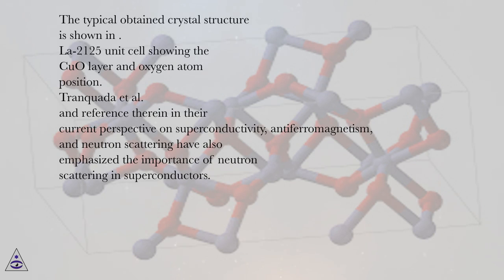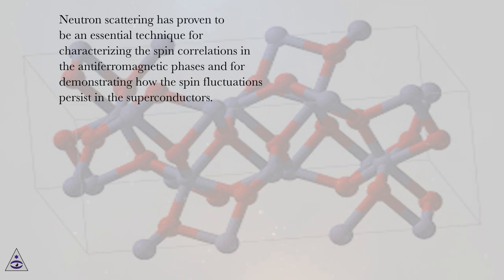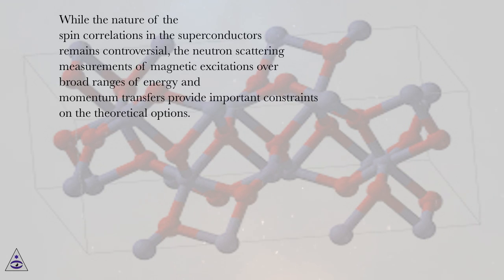Tranquada et al., and references therein, in their current perspective on superconductivity, antiferromagnetism, and neutron scattering, have also emphasized the importance of neutron scattering in superconductors. They underline the fact that high-temperature superconductivity in both the copper oxide and the iron pnictide/chalcogenide systems occurs in close proximity to antiferromagnetically ordered states. Neutron scattering has proven to be an essential technique for characterizing the spin correlations in the antiferromagnetic phases and for demonstrating how the spin fluctuations persist in the superconductors. While the nature of the spin correlations in the superconductors remains controversial, neutron scattering measurements of magnetic excitations over broad ranges of energy and momentum transfers provide important constraints on the theoretical options.